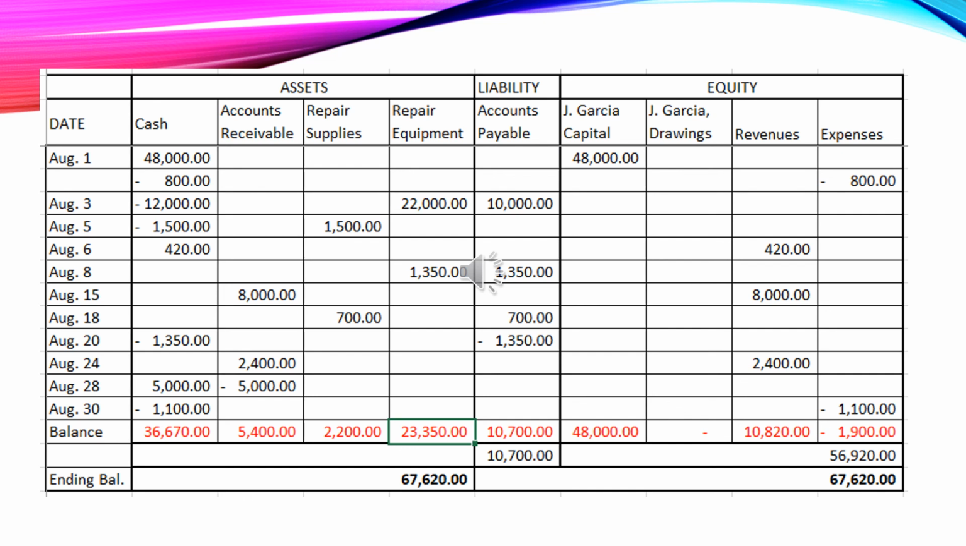So if you can see there, 48,000 capital plus the revenue of 10,820 minus 1,900 expenses. So for the equity, we have 56,920. And, di ba, liability plus equity should equal the assets. So we have to add 10,700 liability plus equity of 56,920. So that will also total to 67,620, which is the same as the total asset. So that means asset is equal to liability plus equity.